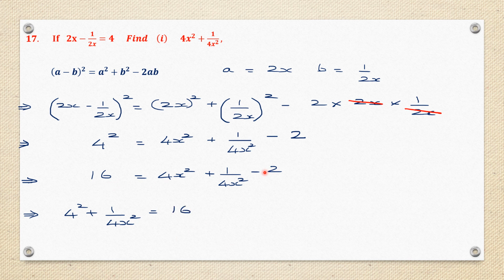Now the number that we're going to change from side to side is minus 2. Only this we are changing from one side to the other side. So it becomes plus 2. So now we have found the value of 4x square plus 1 by 4x square, which is equal to 16 plus 2, which is 18. So we have got our answer 18.